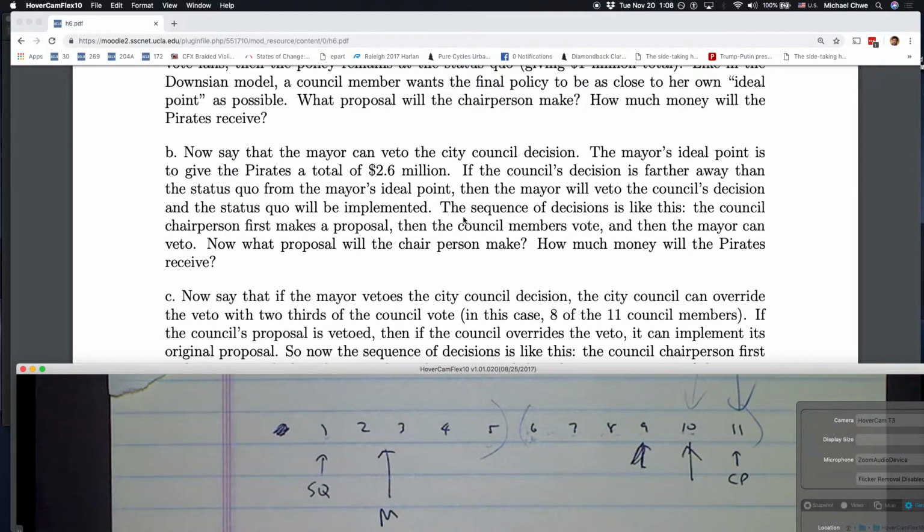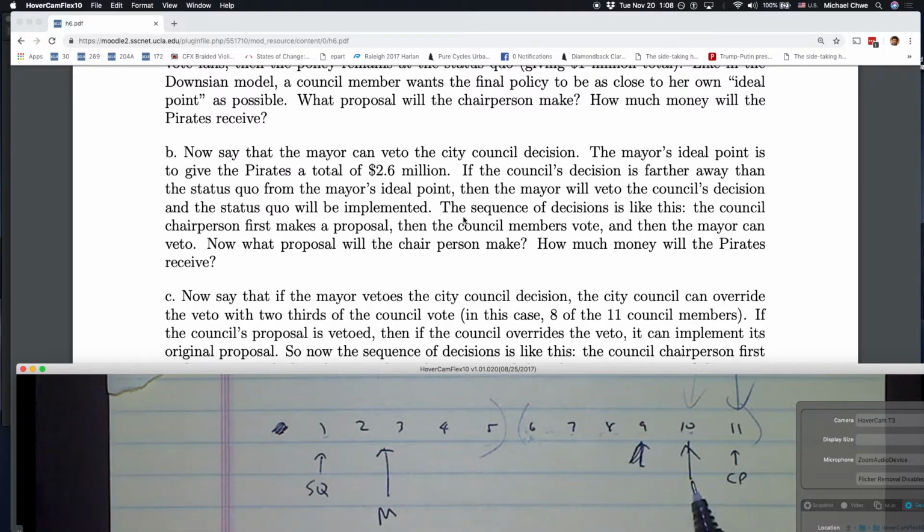So what do you think is going to happen? First of all, before we said the council person proposes 10 and it gets a majority, right? If that happens, what's the mayor going to do? Veto, right? Because the status quo is much closer to the mayor than 10. So how do I solve this problem? Isn't the mayor going to veto anything that's above 4? I think that's right.